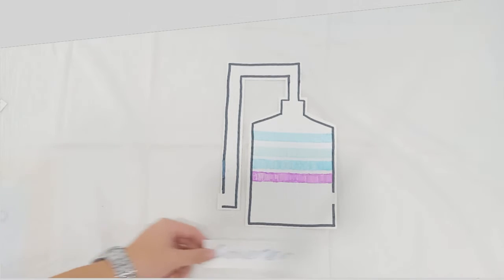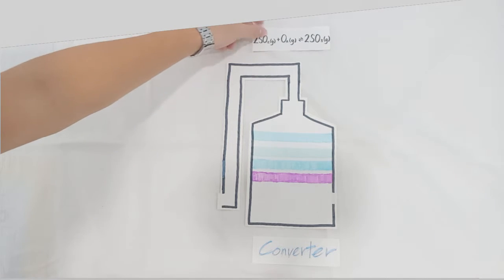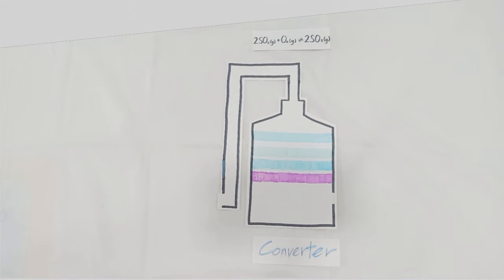In stage 2, sulfur dioxide is converted to sulfur trioxide in a converter. The reaction is exothermic and is in equilibrium. A reverse reaction can occur, which means the product can break down into reactants. So here's the equation. The backward reaction will be favored at high temperature.